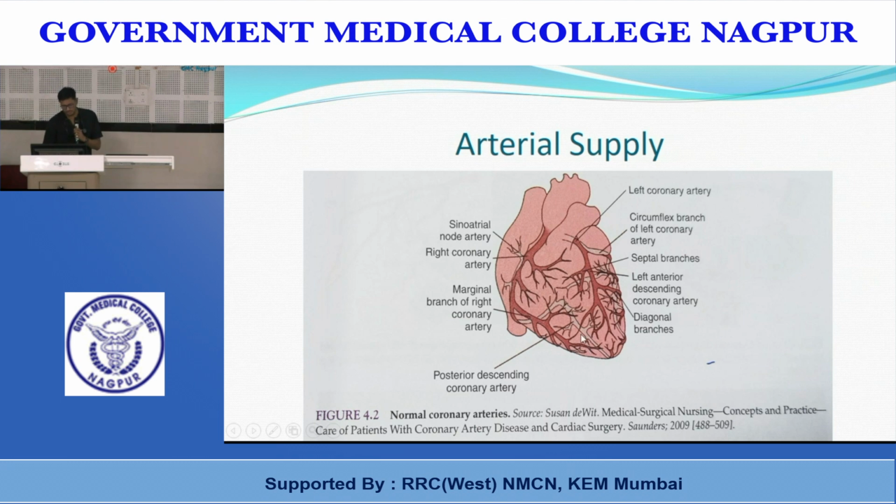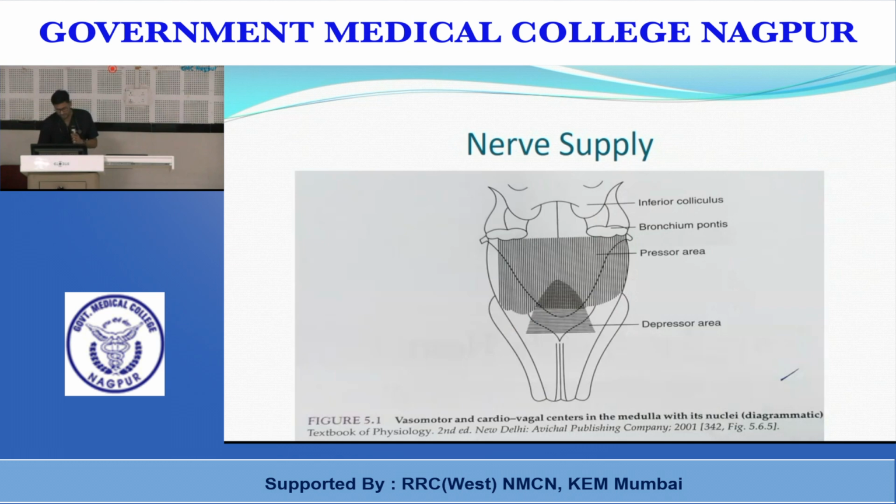Other things you know, the branches and the courses of the arteries. The nerve supply of the heart, you have a pressor area. Pressor area is the cardiac accelerator area. Then you have depressor area formed by nucleus tractus solitarius, nucleus ambiguus. They increase the activity of the vagus nerve and decrease the heart rate and the blood pressure, while the pressor area increases the sympathetic activity.